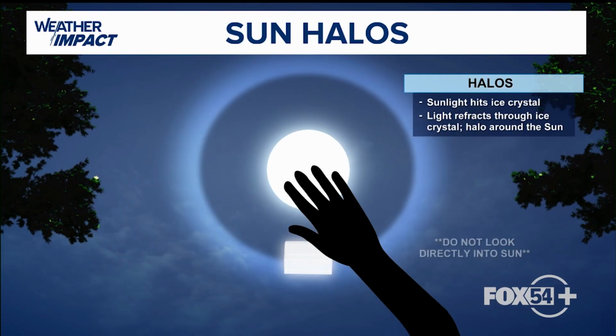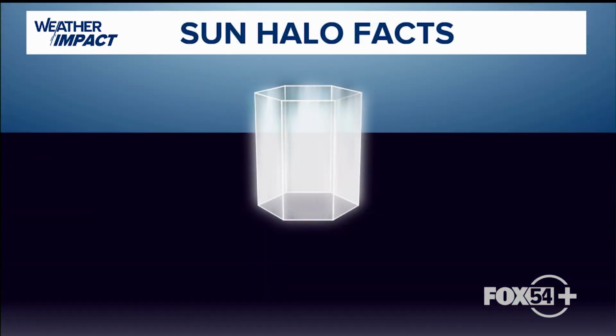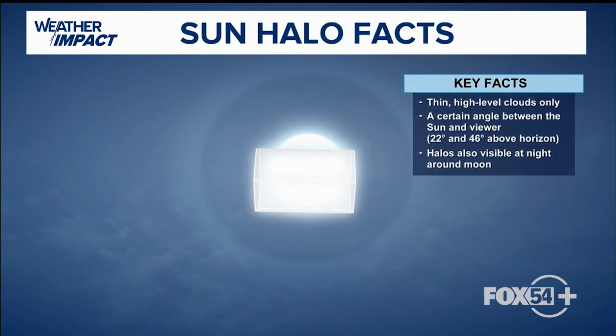We also have a phenomena that's called sun halos. A halo is a sunlight that's going to hit an ice crystal. The light is going to refract through the ice crystal, and that's what forms the halo around the sun. I do want to remind you, though, don't look directly into the sun. You'll be able to see the sun halo without doing so.